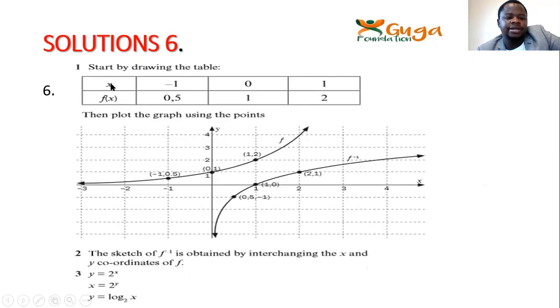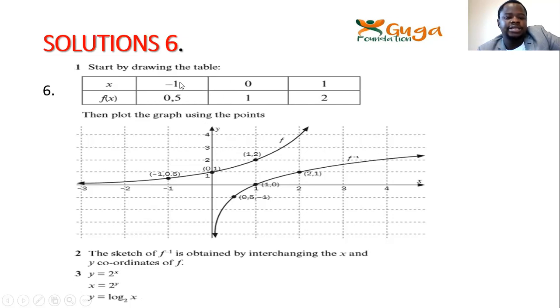Okay, you start by drawing a table, then you've got x, here you've got y, or f of x. When x is -1, y is 0.5. When x is 0, you've got 1. When x is 1, you've got 2. Then you plot the coordinates.